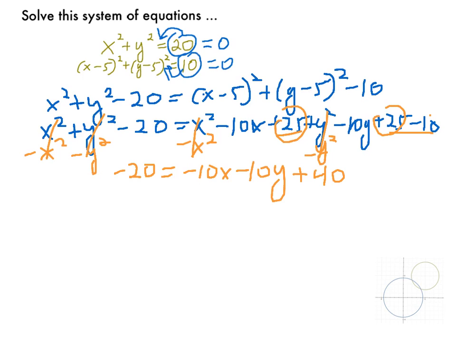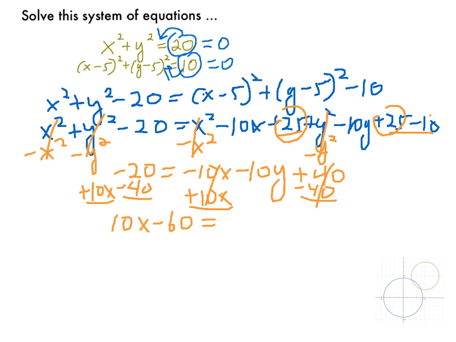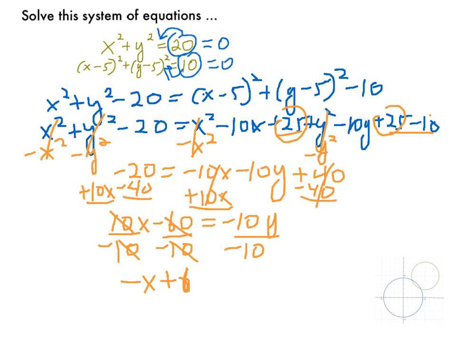All right, we can get this into y equals mx plus b form. Why don't we do that? Let's see what happens. So I'm going to do minus 40 and minus 40, and I'm going to do a plus 10x and a plus 10x. And that gives us a 10x. That is a minus 60 equals that 0, negative 10y. And everything is divisible by negative 10, so we have y by itself. And that will give us a negative x plus 6 equals y, and that's a linear equation right there.